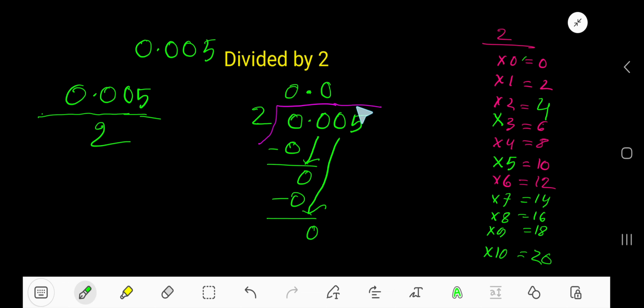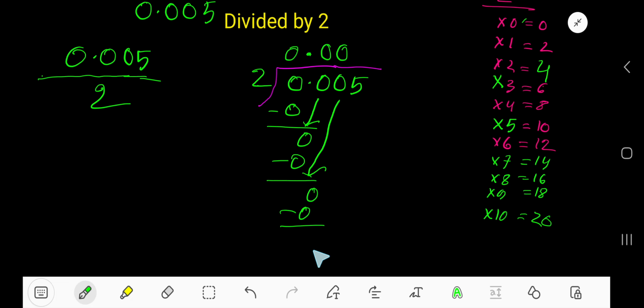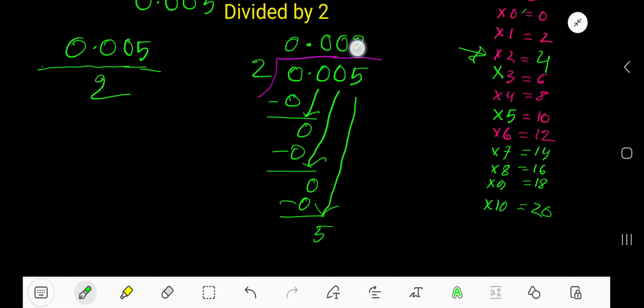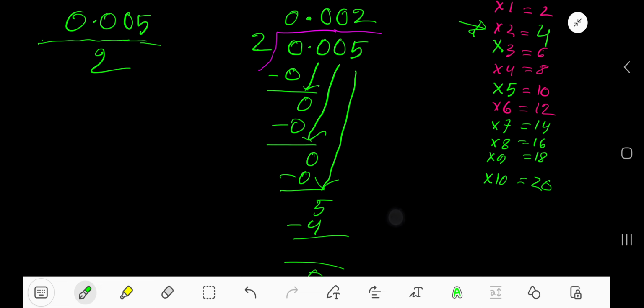2 goes into this 0 0 times. 0 times 2 is 0. If you subtract, you are getting 0. Bring down this 5. 2 goes into 5 how many times? 2 times 3 is 6, which is greater. 2 times 2 is 4. So we have to stop here. Write 2. 2 times 2 is 4. If you subtract, you are getting 1.